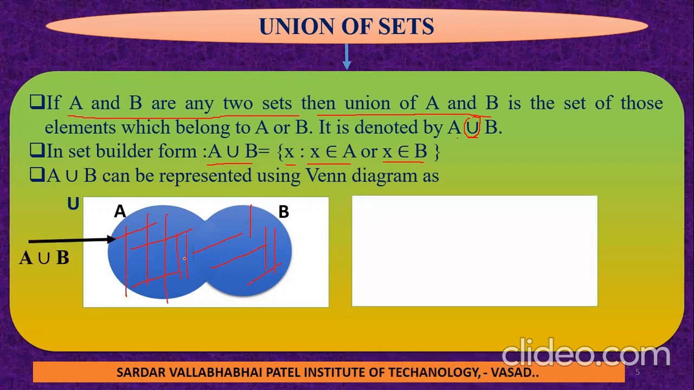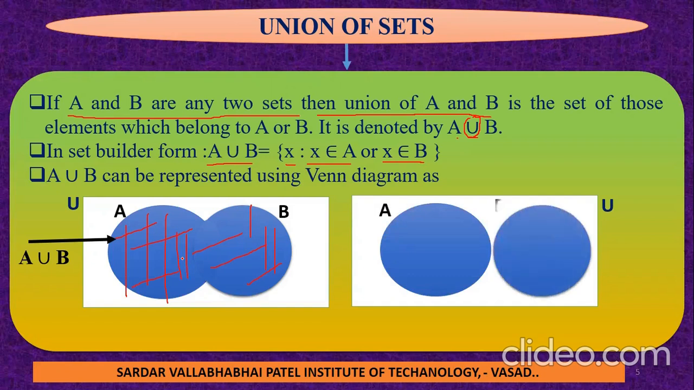Another case is when both sets are disjoint: set A and another set B, then A union B is the whole region of A and B. As an example, suppose A is 1, 2, 3, and another set B is equal to 1, 4, 5.